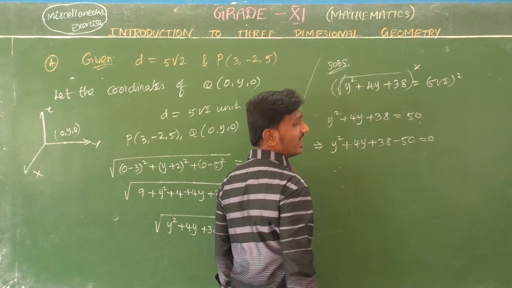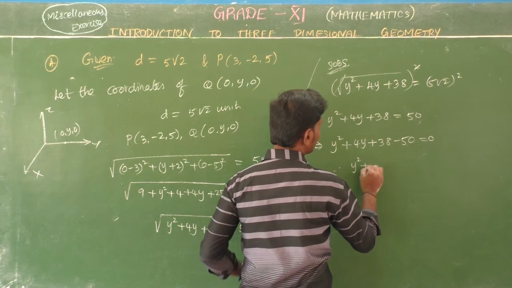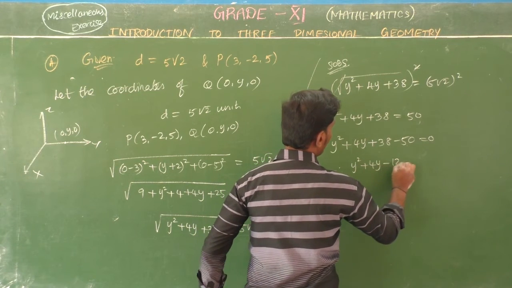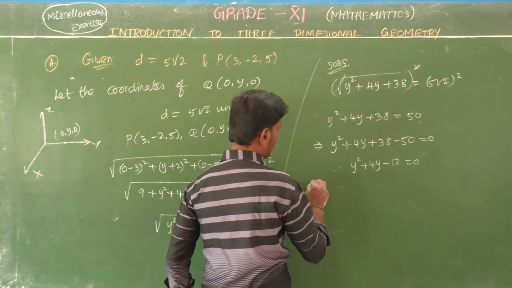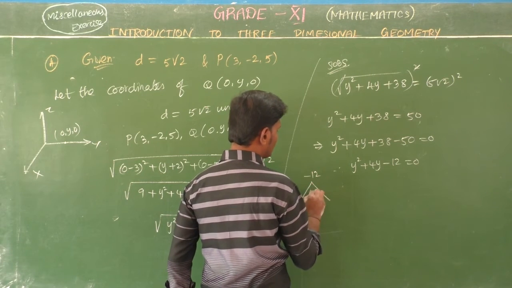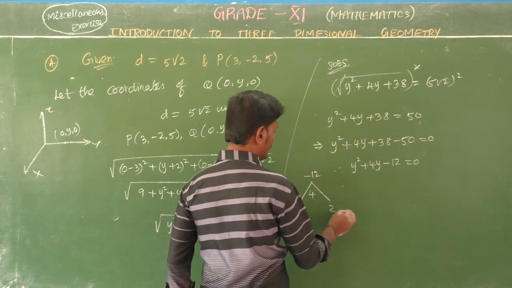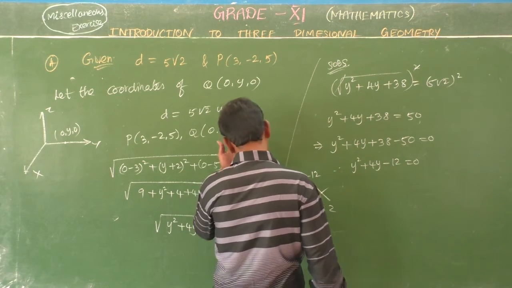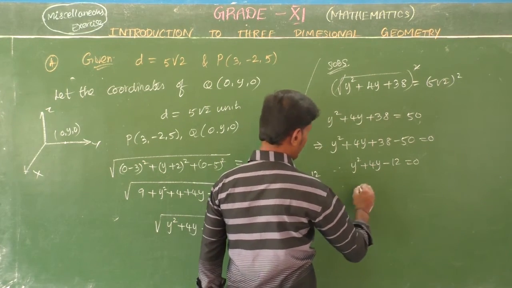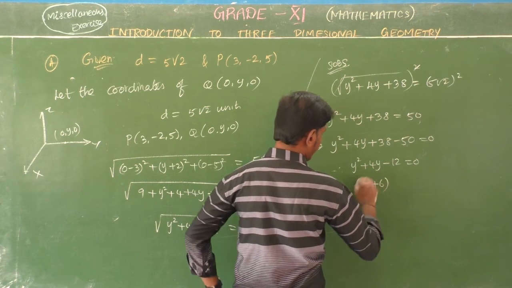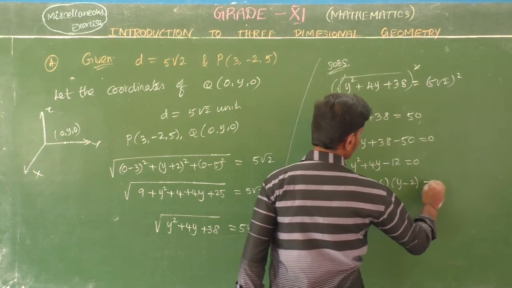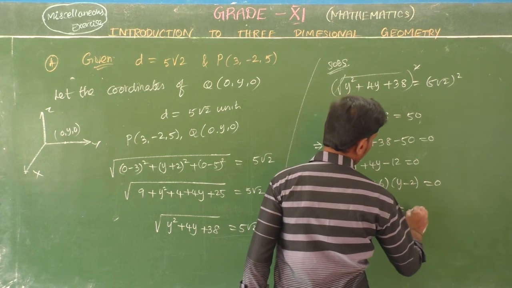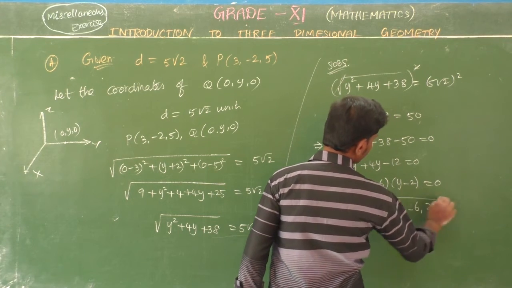Now what will come there? A quadratic equation: y square plus 4y minus 12 equal to 0. Now I am going to factorize minus 12. 6 twos are 12. Give the negative to the smaller number, so 6 minus 2 is 4, and 6 into minus 2 is minus 12. So y plus 6 into y minus 2 equal to 0. Finally the values of y are minus 6 and plus 2.